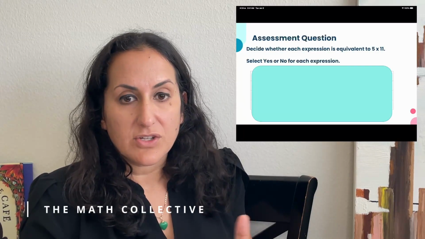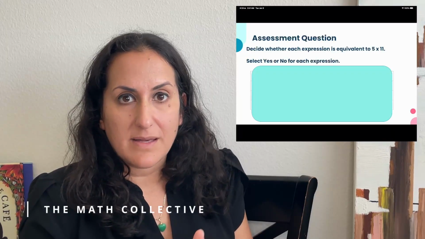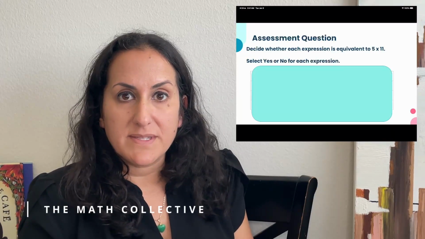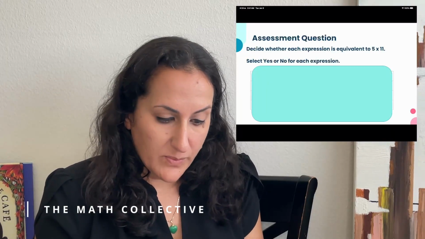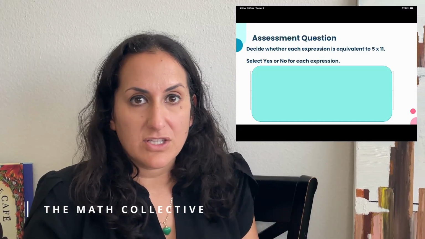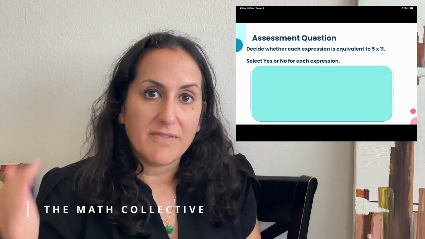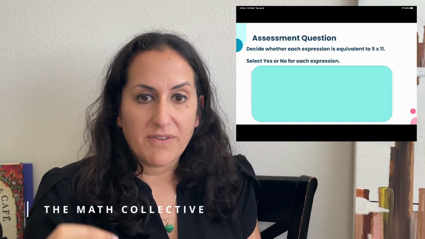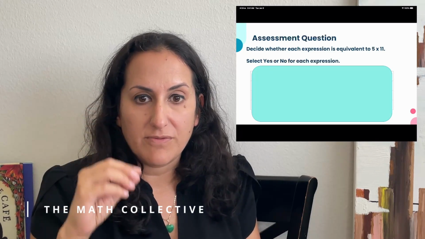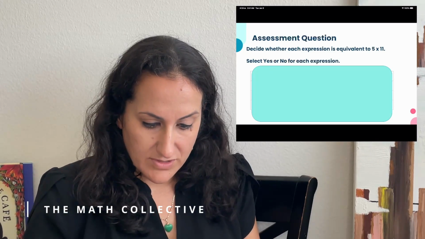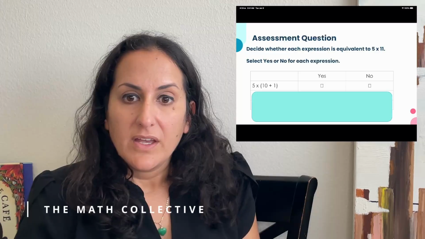They're going to select yes or no, but in this case, first I'm going to ask them to multiply 5 times 11 and find your answer. Because when you use any strategy, again, to solve that, 5 times 11 is 55. Now I can hold on to that 55 and I can use it to assess each of the different options I'm going to encounter. So here we go.